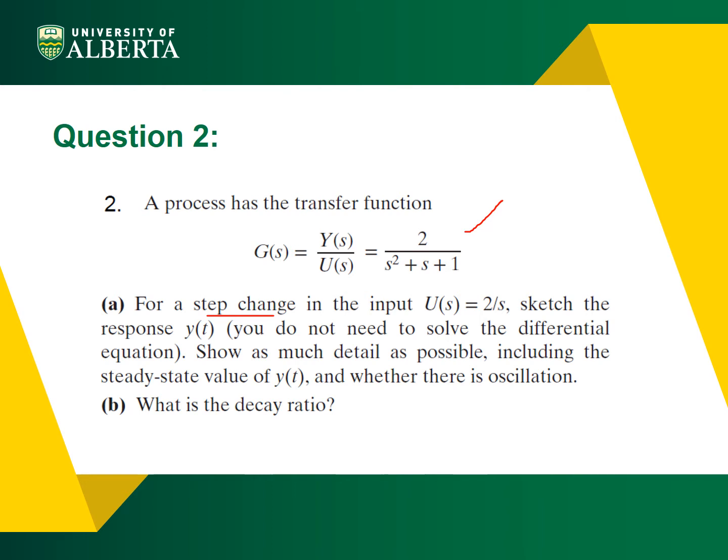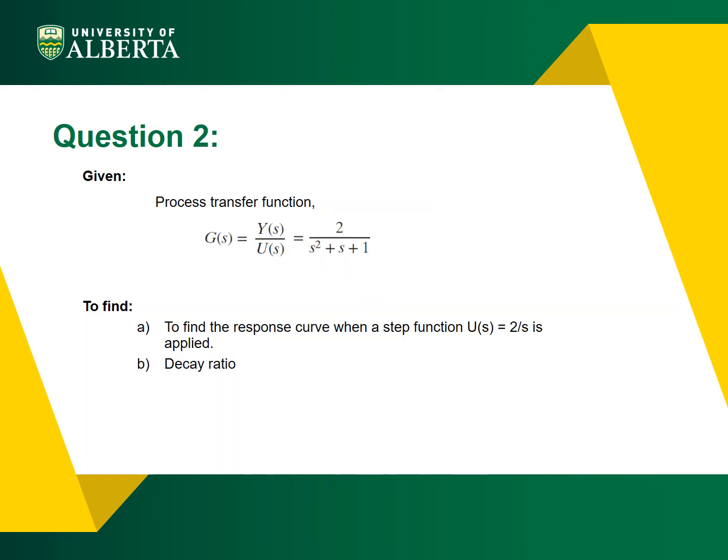and include as much detail as possible, including the steady state value of y of t and whether there is oscillation. What is the decay ratio? So there are 2 sub questions, and let's see how to solve it. We have been given the system transfer function, which is 2 by s squared plus s plus 1, to find the response curve when a step function of magnitude 2 is given, and the decay ratio.